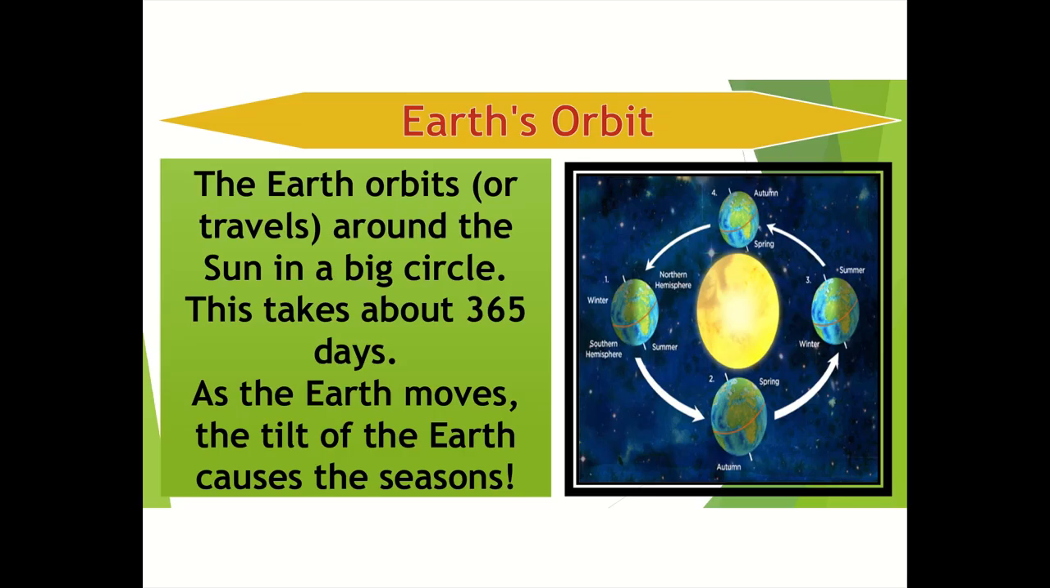Earth's orbit. The Earth orbits, or travels, around the Sun in a big circle. This takes about 365 days. As the Earth moves, the tilt of the Earth causes the seasons.